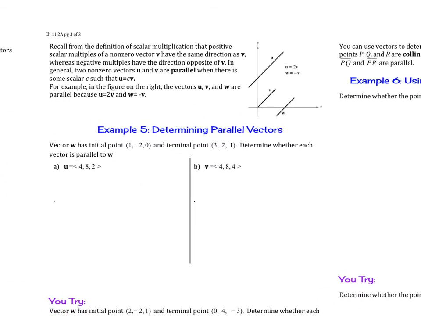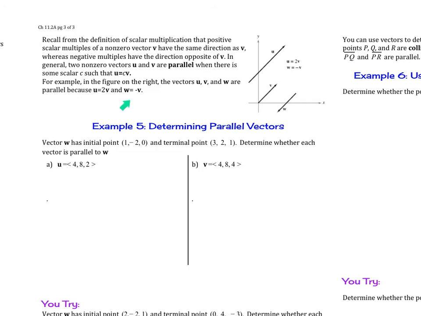Now let's take a look at determining parallel vectors. We need to recall from the definition of scalar multiplication that positive scalar multiples of a non-zero vector v have the same direction as v, whereas negative multiples have the direction opposite of v. In general, two non-zero vectors u and v are parallel when there is some scalar c such that u equals c times v. For example, in the figure on the right, the vectors u, v, and w are parallel because u equals 2 times v and w equals -v.